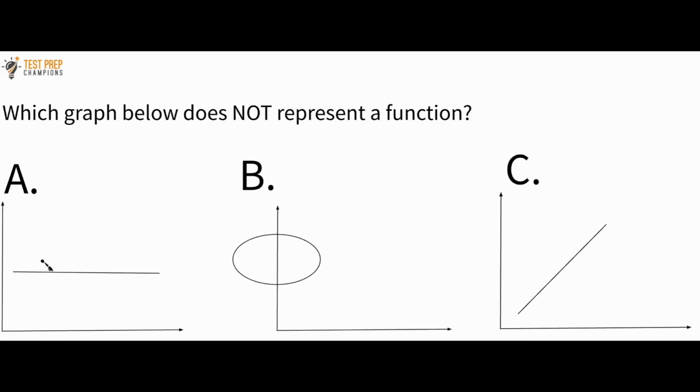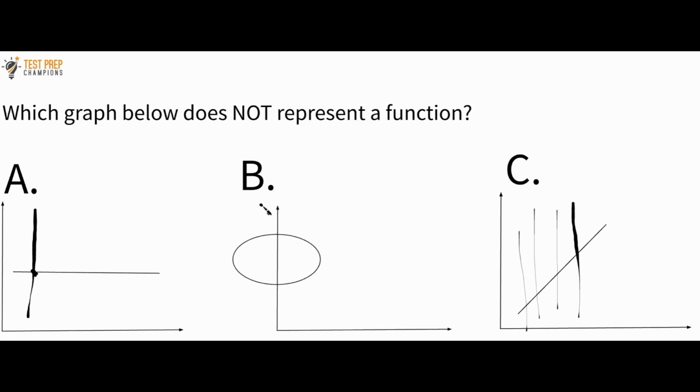So let's start with A here. So if I just draw a vertical line, a line going up and down here, we see that my line only touches the graph once. All right, same with C, right? So if I draw vertical lines, we see that each line that I draw only touches the graph one time.